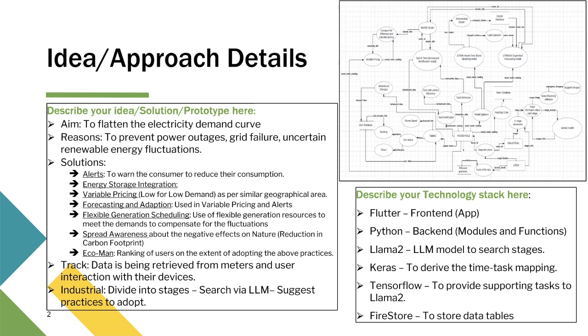Ecoman. What we are actually going to do is appeal to the customer by using ranking and share status. And the ranking of the user would be based upon the extent of the practices that they adopted. And as we already know, people are more aware about the social statuses, so it would be a lot better to include the eco-man perspective on it. And track. We're going to track the data from the smart meter recordings from the household, as well as also the user interaction with the devices.